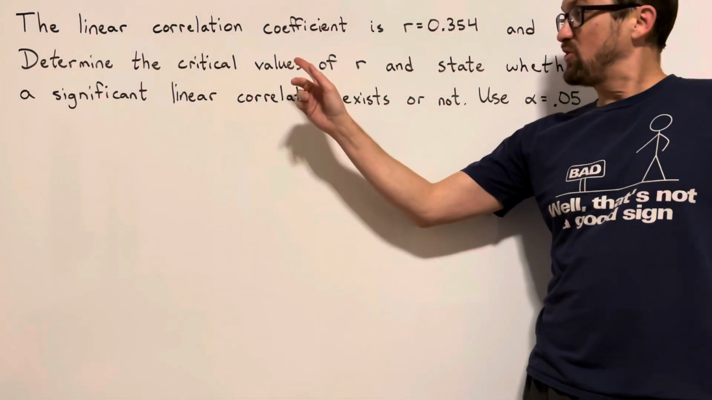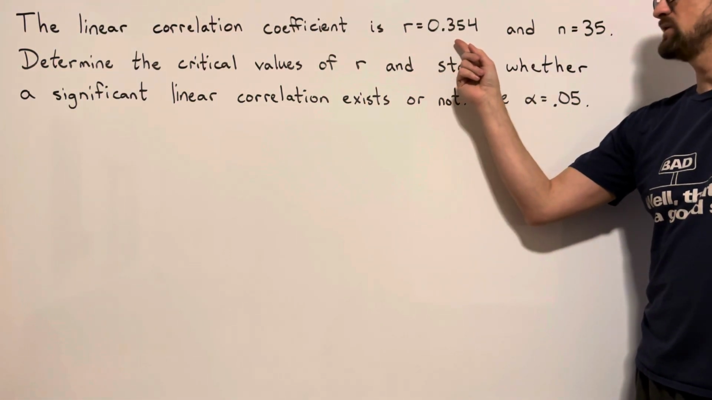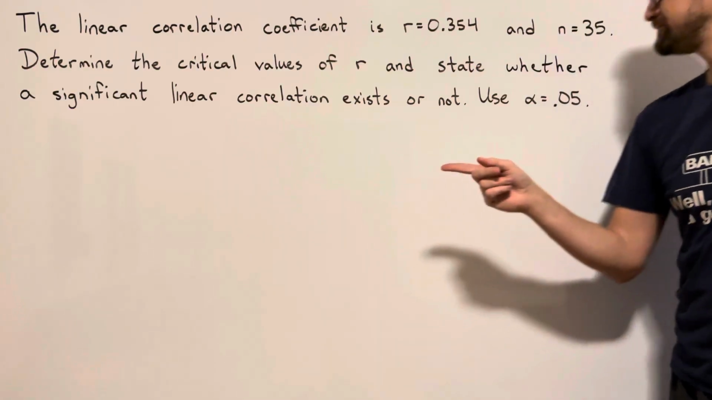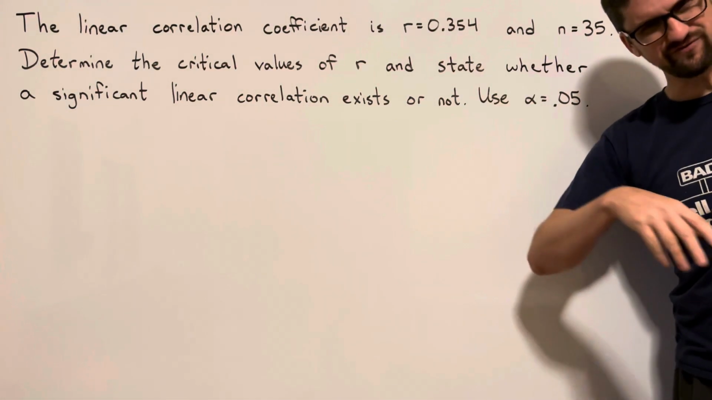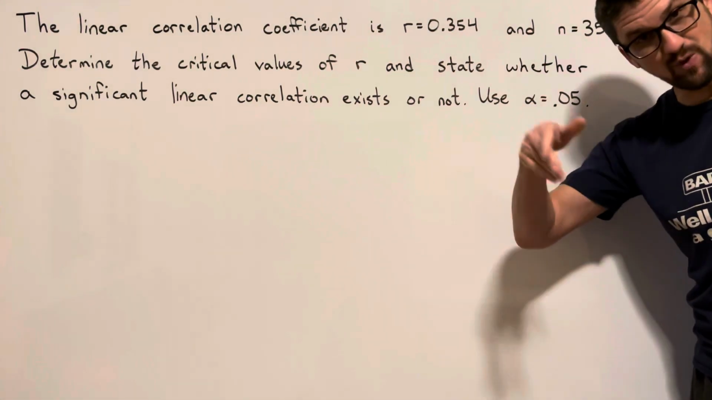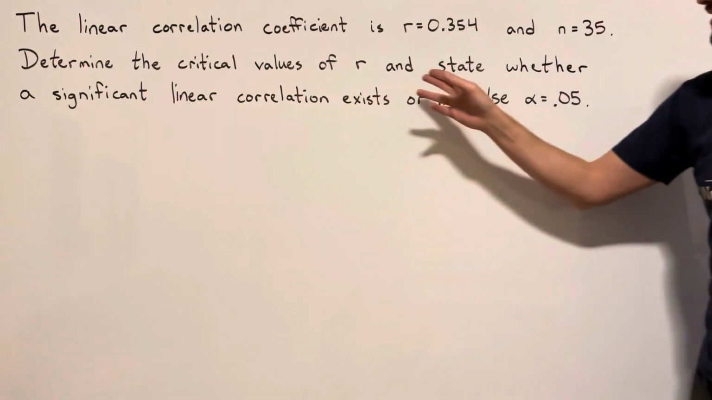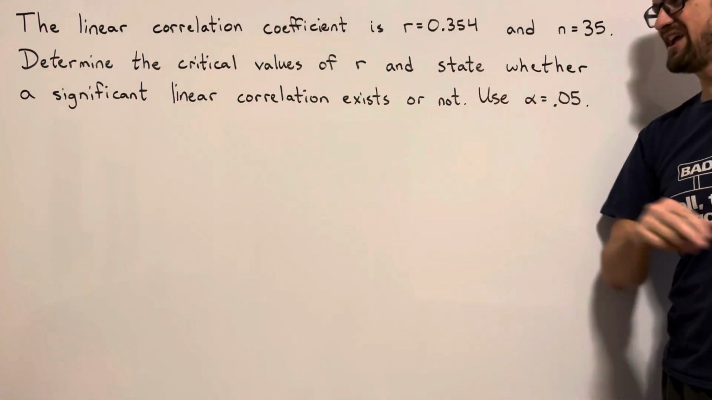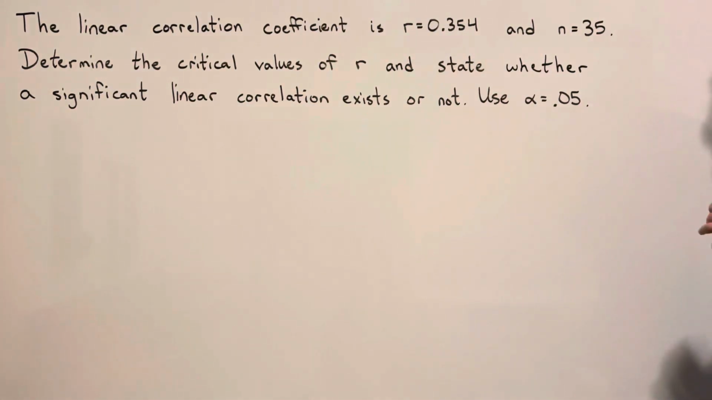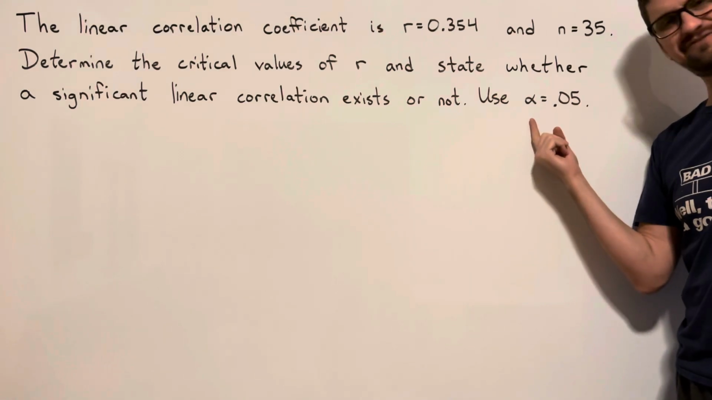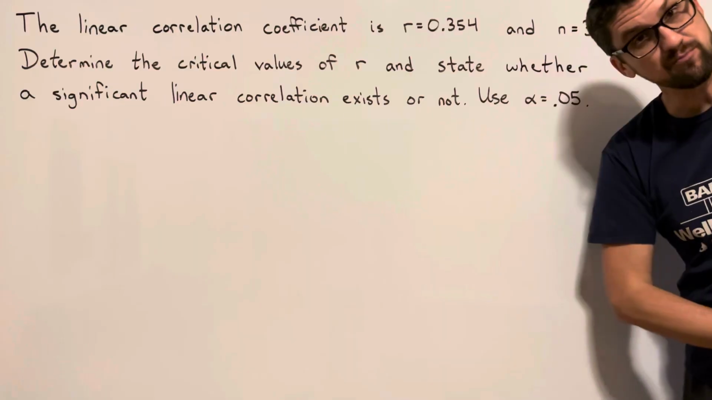The linear correlation coefficient is R equals 0.354. And N is 35. N is the number of pairs of data I have, XY pairs. It says determine the critical values of R and state whether a significant linear correlation exists or not. And we're going to use a significance level of 0.05 or 5%.